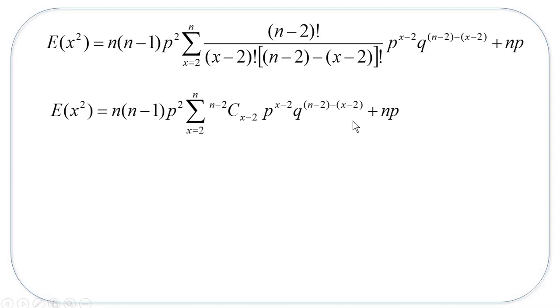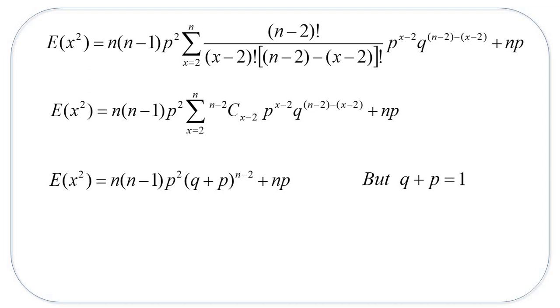I have replaced that, and this particular summation is the expansion of a binomial expression q plus p the whole raised to n minus 2. If you expand this using binomial expansion, you will get this particular summation. Once you get expectation of x square, you have to substitute q plus p as 1. You have got expectation of x square.